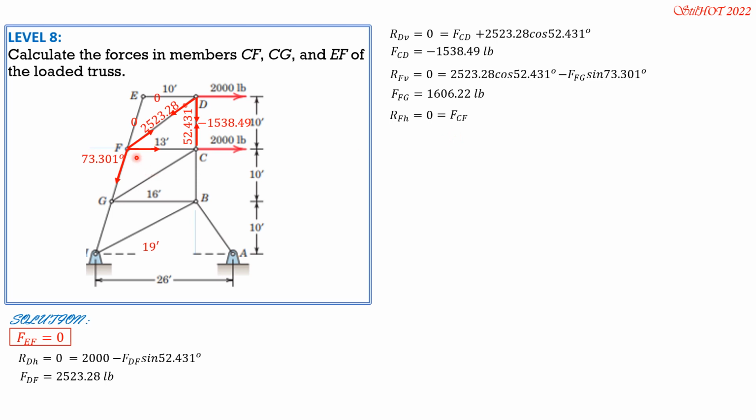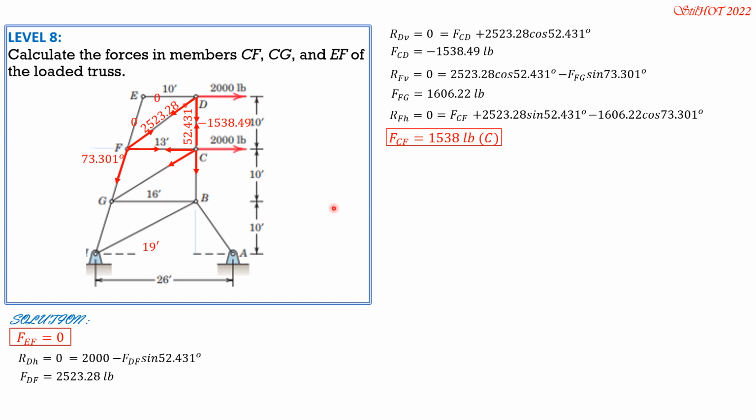Then the summation of horizontal forces at F equals 0. So we have FCF rightward, plus 2523.28 sine of 52.41, the horizontal component of this force, then minus 1606.22 cosine of 73.31, because the horizontal component of FFG is to the left. From there, we can solve FCF: 1606.22 cosine 73.31 minus 2523.28 sine of 52.41. Because it is negative, FCF is 1538 pounds compression. Then we proceed to joint C.